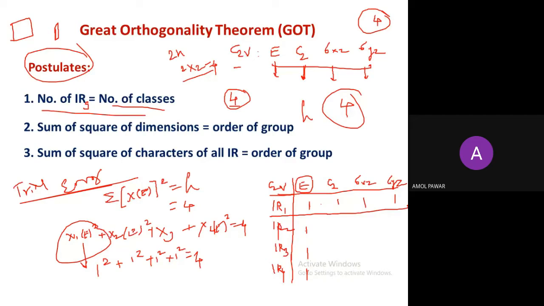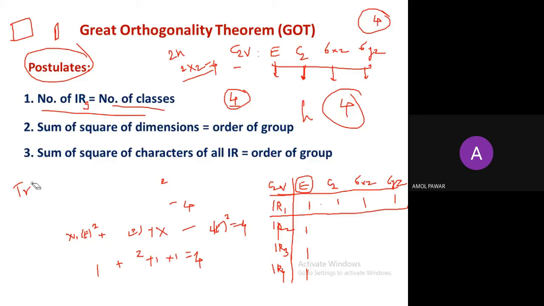Then the next rule is sum of square of dimensions is equal to order of group. So for identity, it is always positive, and always try with the lower number, so we have started with 1. Now the next rule is very important. Sum of square of characters of all irreducible representations is equal to order of group. So all IR means you can try with IR2, IR3 or IR4.